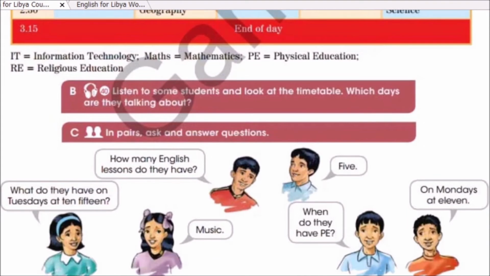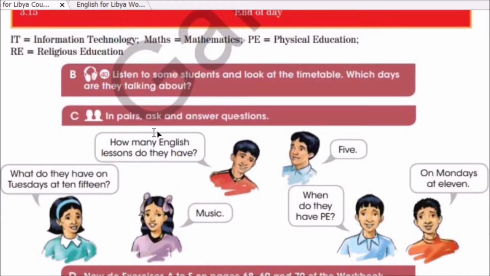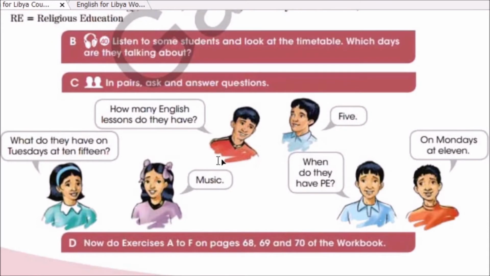Now, let's move on to the next question. In pairs, ask and answer questions. As you can see here, each pair is asking and answering questions. For example, this pair says, what do they have on Tuesdays at 10:15? She answered, music. This guy asked, how many English lessons do they have? And his friend answered, 5. This guy asked, when do they have PE? His friend answered, on Mondays at 11. So you can do this as pair work. You can work with your friend, ask questions about the timetable, and answer it. Then check with your teacher.